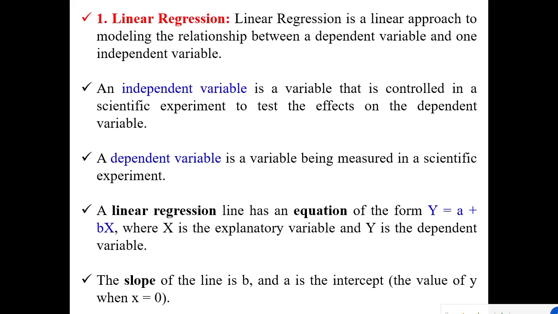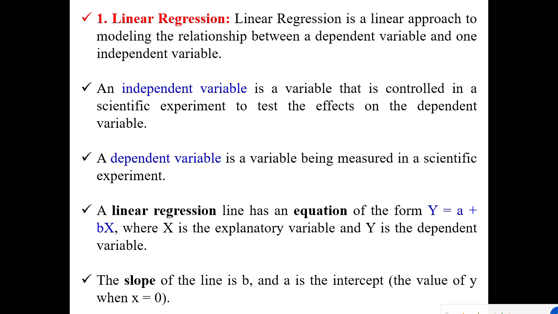So last class we discussed linear regression. The formula of linear regression is y equals mx plus c, where x is the explanatory variable and y is the dependent variable. There are two variables we are concentrating on in linear regression. One is the independent variable, which is controlled in a scientific experiment to test the effects on the dependent variable. The dependent variable is the variable being measured in a scientific experiment.